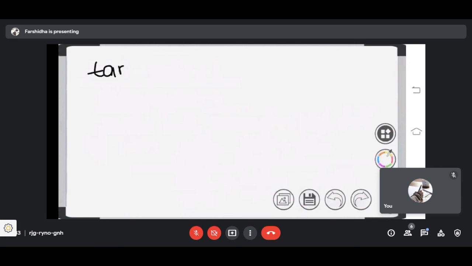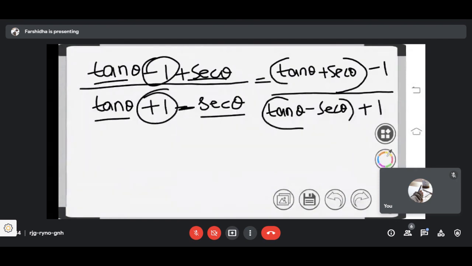Change it. Listen carefully. I'm gonna write tan and sec together. Simply rearranging, tan theta, simply writing both together, then what is there? Minus 1 divided by, same way, tan and sec together. Tan theta, sine of sec is minus. So tan theta minus sec theta. What else is remaining? Plus 1. Simply rearranged it. I have written tan and sec together. That's it. So tan theta plus sec theta minus 1 divided by tan theta minus sec theta plus 1.